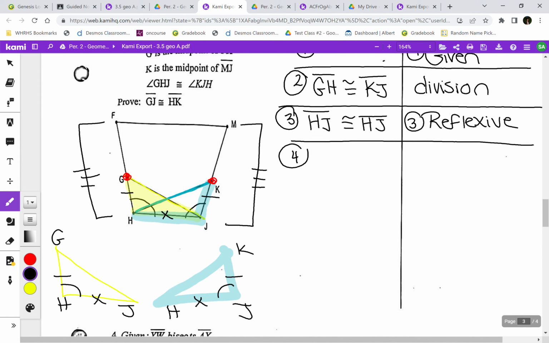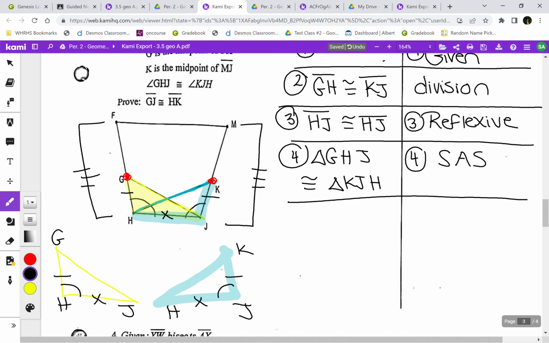So now I can go on and say triangle GHJ is congruent to triangle KJH. And the reason is SAS, side angle side. Can I now get GJ congruent to HK? Yes, GJ congruent to HK. What's the reason? CPCTC. CPCTC, you got it.